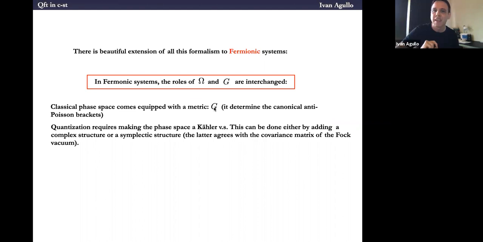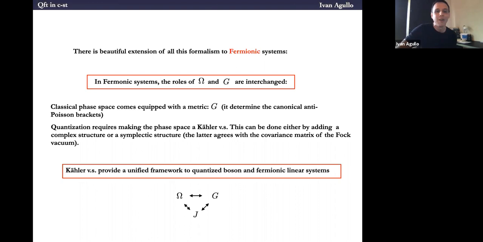And to quantize a fermionic system, you need to introduce either a complex structure or a symplectic structure. And in fact, the symplectic structure makes the fermionic phase space a Kähler space and agrees with the covariance matrix of the Fock vacuum, which is anti-symmetric because you are dealing with fermions. So the roles are interchanged, but everything else goes together. So summary, Kähler vector space provides a unified geometric and beautiful framework to quantize bosonic and fermionic linear systems. And the relation is this triangle relation between the three structures. And this is the end of this first part.